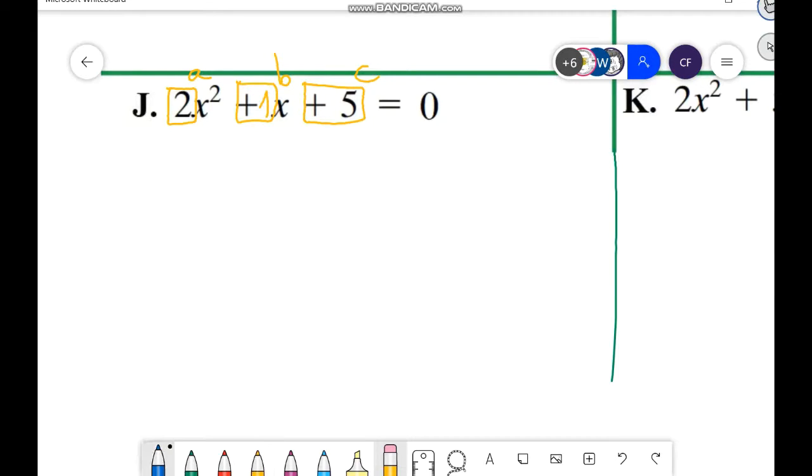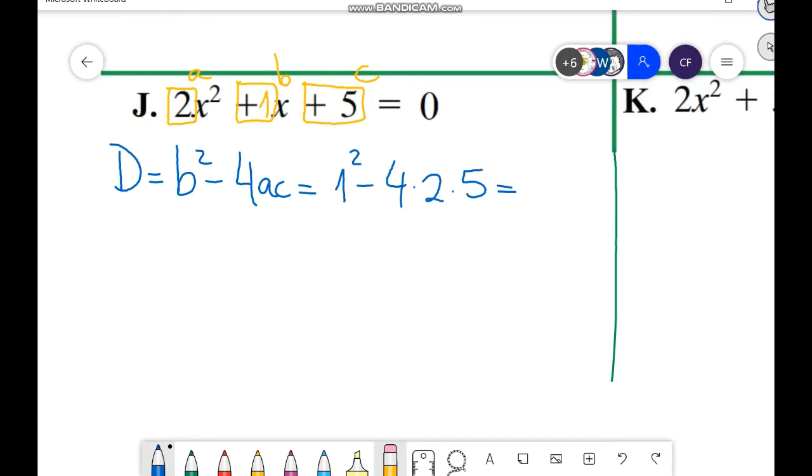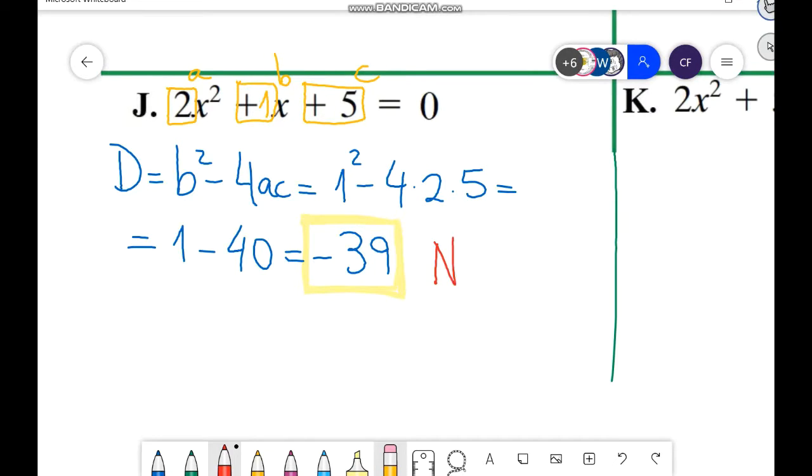Back to letter J. The discriminant equals b squared minus 4ac, and b is 1 squared minus 4 times 2 times 5, and this equals 1 minus 40, which is negative 39. See, Makina, if the discriminant is a negative number, you cannot have a square root of a negative number. That means no solution. No real solution.